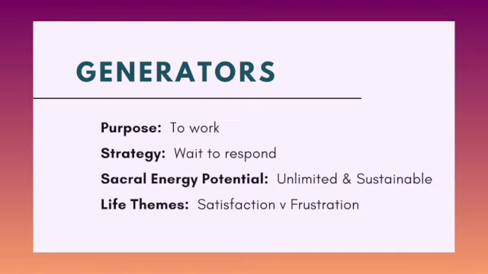Moving on to the generator. Now, the generator is actually an umbrella type. The umbrella is they're here to work. Underneath that umbrella are 2 types of generators. One is what we call the pure generator, and the other is the manifesting generator that I'll get to in a minute. So generators, when we think of that word, it is something that keeps something going, right? It generates energy, it generates power, forward movement.